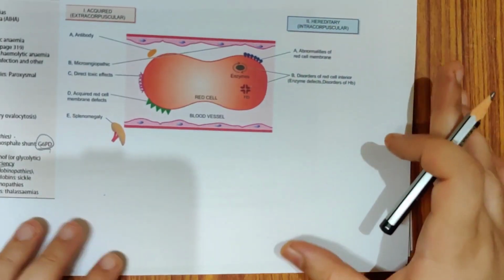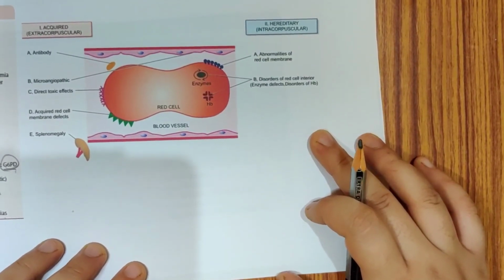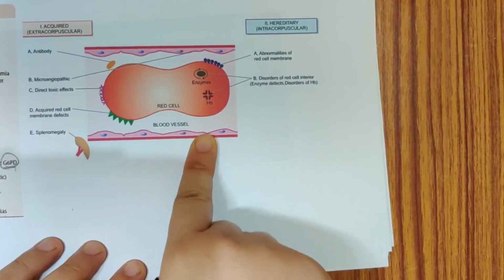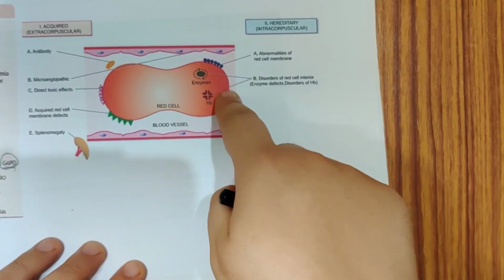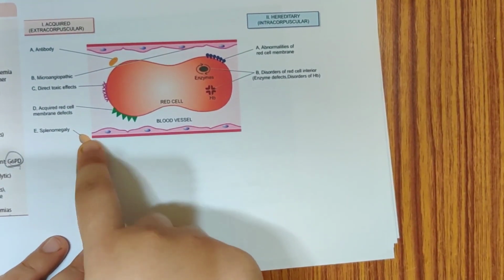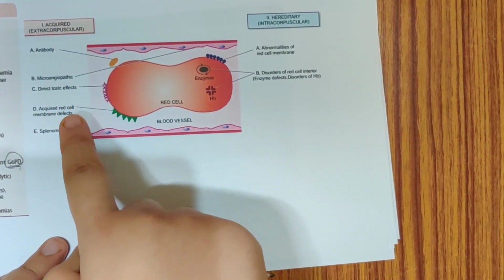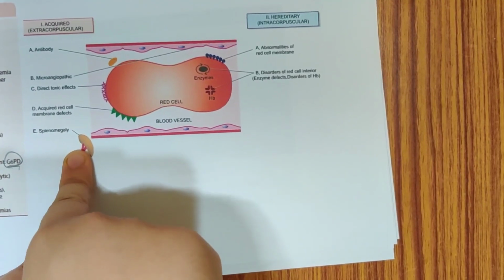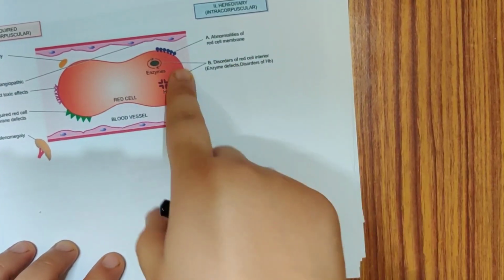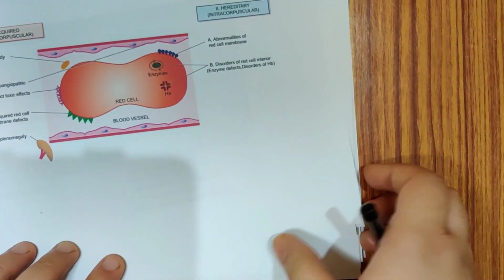So what this diagram means: extracorpuscular is everything that is happening outside the red cell, and intracorpuscular is everything that is happening inside the red cells. They have given all these things for easier remembrance: antibody, microangiopathy, direct toxin, acquired red cell membrane anomalies, and splenomegaly. And hereditary are your abnormalities of the red cell and interiors. So interiors can be hemoglobinopathies and enzymopathies.